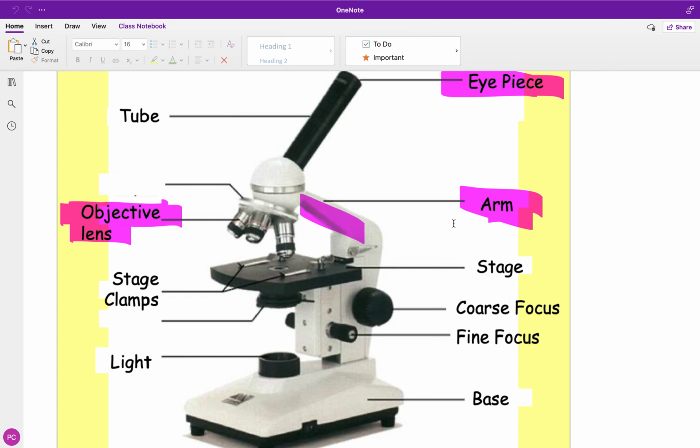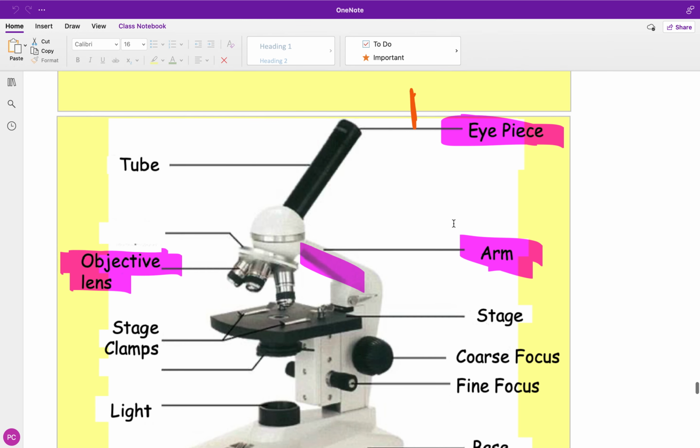So you have two lenses in a microscope. You have the eyepiece lens up the top, and you have the objective lenses down here. Now, even in the objective lens, you have three of them. You have 1, 2, 3. So you have 3 objective lenses because you have low, medium, and high power.